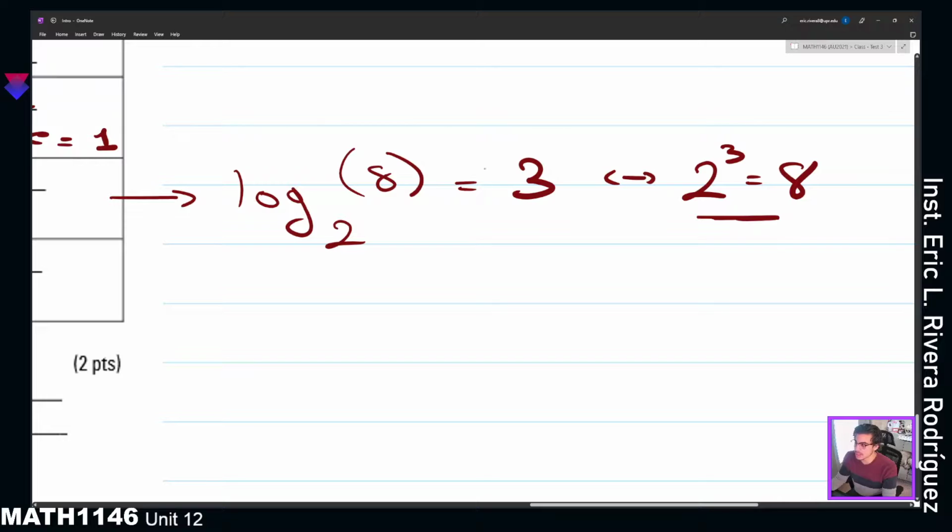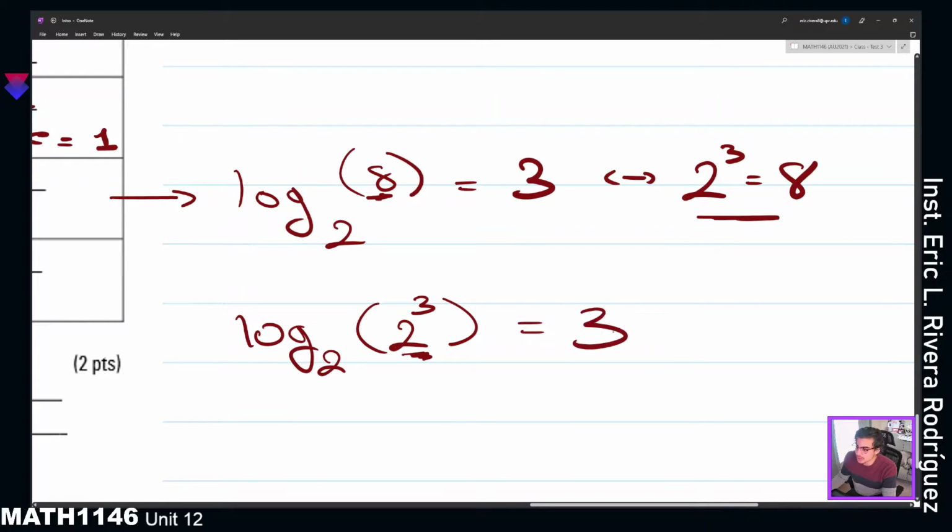So that means that we can substitute this 8 here with log base 2 of 2 raised to the power of 3, or 2 cubed, okay? So what you are seeing here, the argument is just 8. It's just that we are using a different representation of that number. Well, this log is equal to 3.